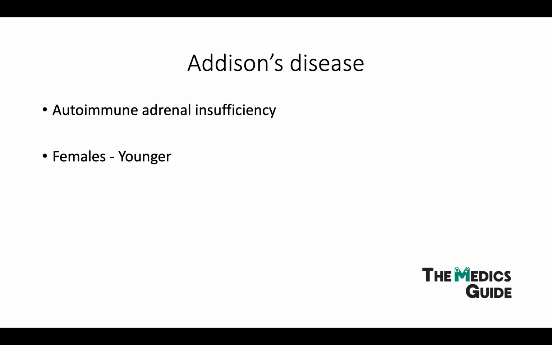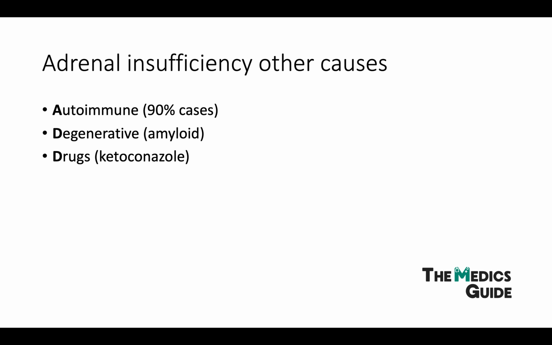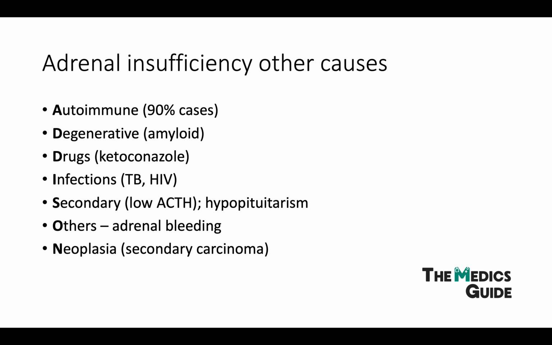Now, adrenal insufficiency has a number of other causes, and there's a mnemonic used by many called ADDISON, which covers the other causes. So we've got autoimmune, degenerative, drugs, infections, secondary, there are other causes, and neoplasia. Just remember that and you've got all the causes of adrenal insufficiency nailed.